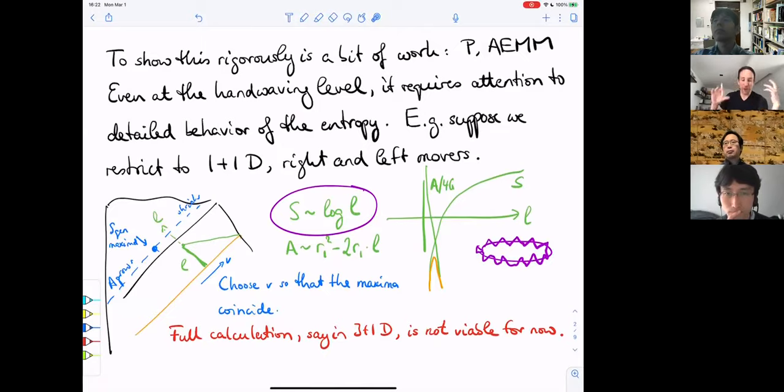You have to think very carefully about the cutoffs. You have to think very carefully about the detailed behavior of the entropy. And here's an attempt to at least give you a feel for how it works. Suppose that this was your candidate for an island. And over here is the reservoir. So this is the island, here's the reservoir.